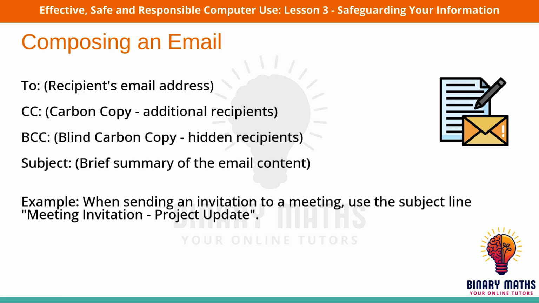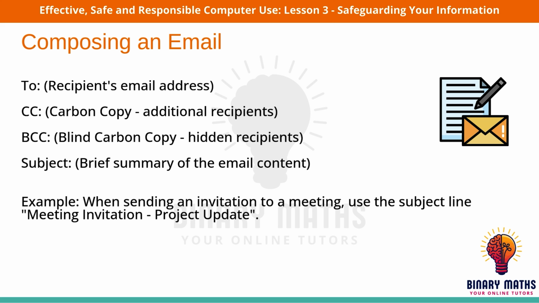When you're writing an email, you'll see fields like to, CC, BCC, and subject. To is where you put the recipient's email address. CC stands for carbon copy, which means sending the email to additional people. BCC stands for blind carbon copy, which hides the email addresses of all the additional recipients. The subject is a brief summary of what your email is about.